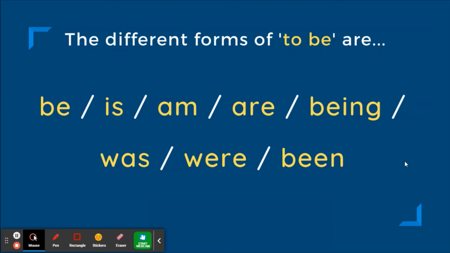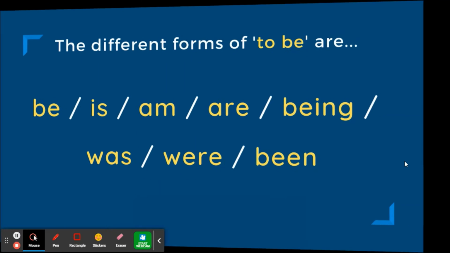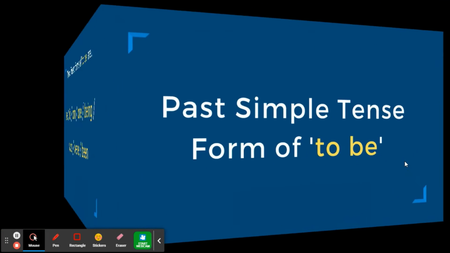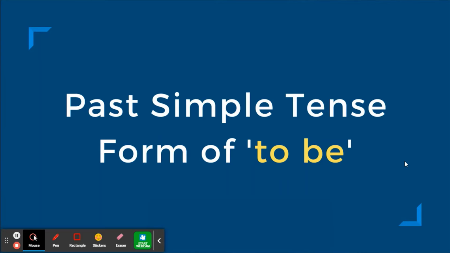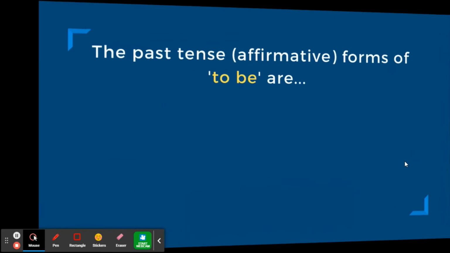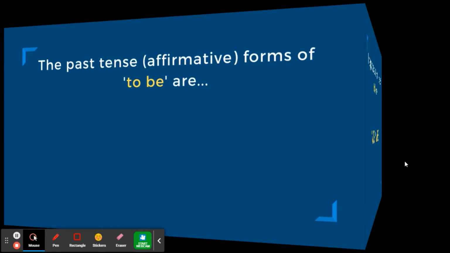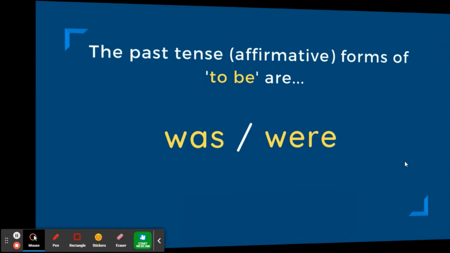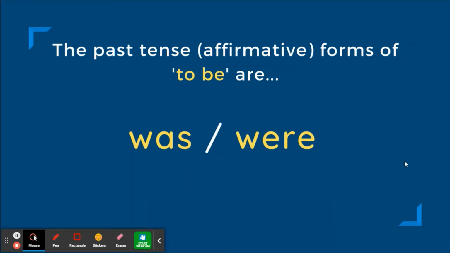Today we're going to concentrate only on the past tense, okay? So the past simple tense forms of to be are, here we go, was and were. These are the two past tense forms of the verb to be.